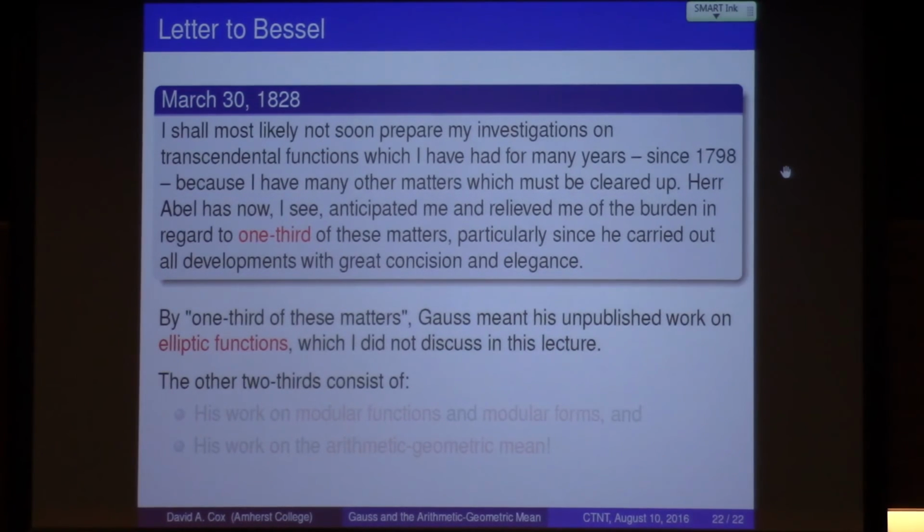Well, the answer is we've seen hints of that. So, of course, one of the thirds is his work on modular functions and modular forms, stuff in fundamental domains and all that stuff. Because that stuff really wasn't at all anywhere in 1828. And of course, the arithmetic-geometric mean is the other third. So again, even though it looks arrogant, he's actually telling the truth.